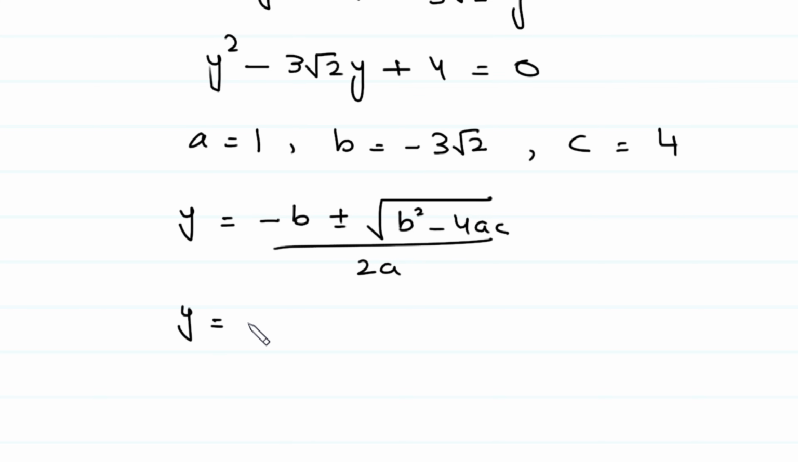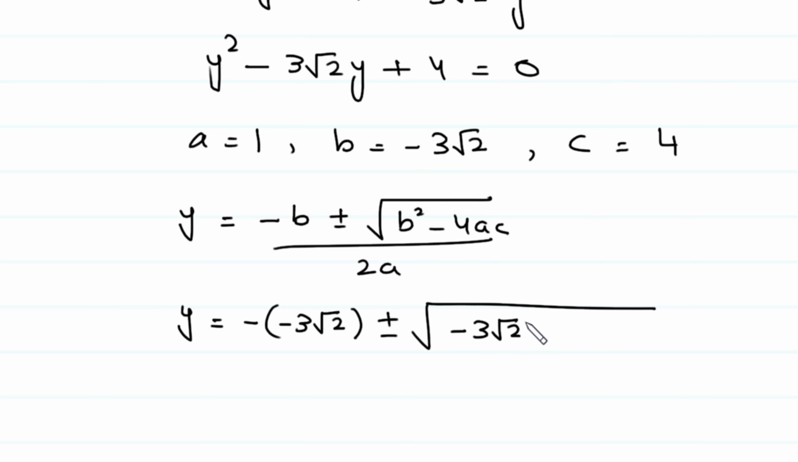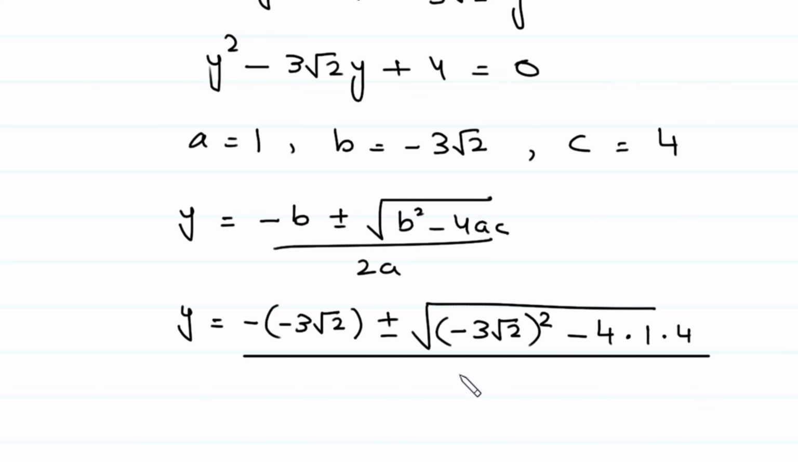Y is equal to minus value of b is minus 3 times square root of 2 plus minus square root of value of b is minus 3 square root of 2, and we take square of it because here b square. This minus comes here, 4 times value of a 1 times value of c 4 divided by 2 times value of a 1.